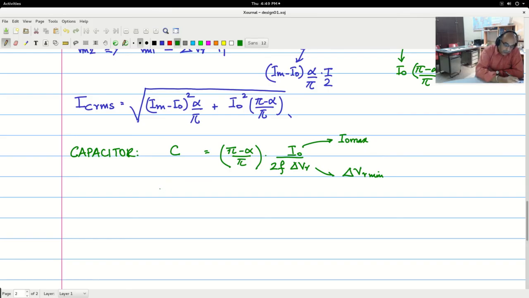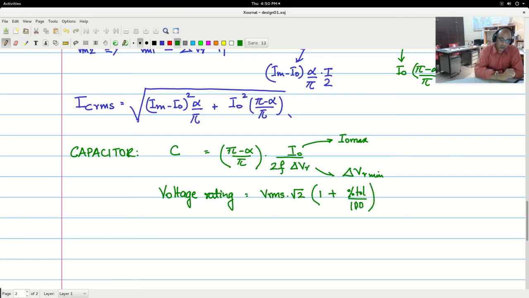Now the capacitor voltage rating. So the max voltage that the capacitor will ever see will be Vrms into root 2. This is Vm. Now Vm itself could be swinging to the upper end because of the tolerance I said, plus percent tolerance value, whatever, 10%, 20% by 100. So this would be the maximum value that the capacitor will see.